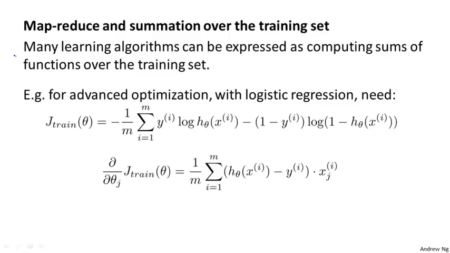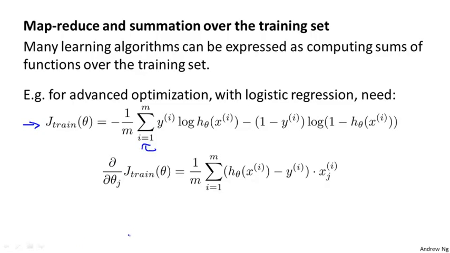Let's just look at one more example. Let's say that we want to use one of the advanced optimization algorithms, so things like LBFGS, conjugate gradient, and so on. And let's say we want to train a logistic regression learning algorithm. For that, we need to compute 2 main quantities. One is, for the advanced optimization algorithms like LBFGS and conjugate gradient, we need to provide it a routine to compute the cost function of the optimization objective. And so for logistic regression, you remember that the cost function has this sum over the training set again.